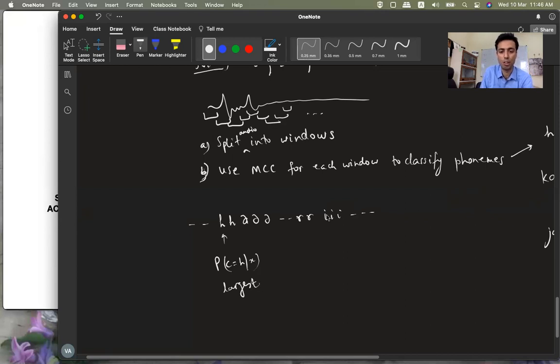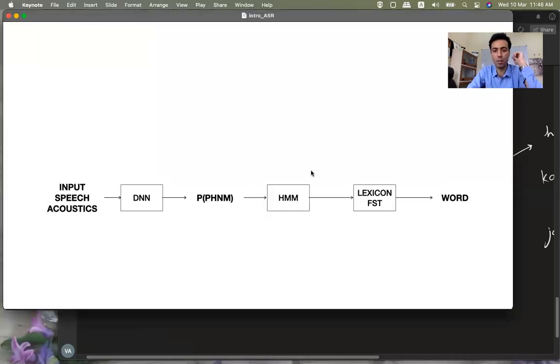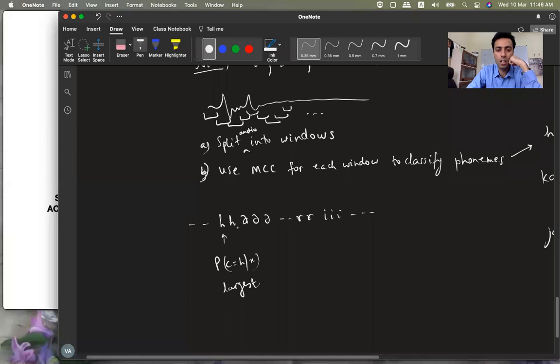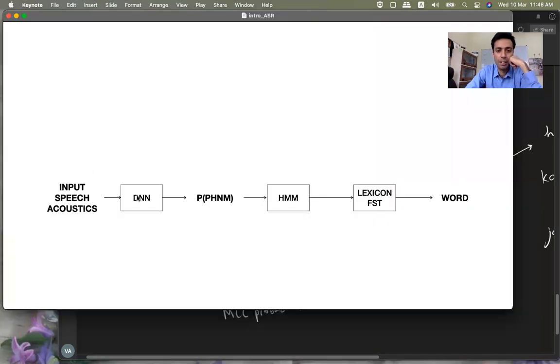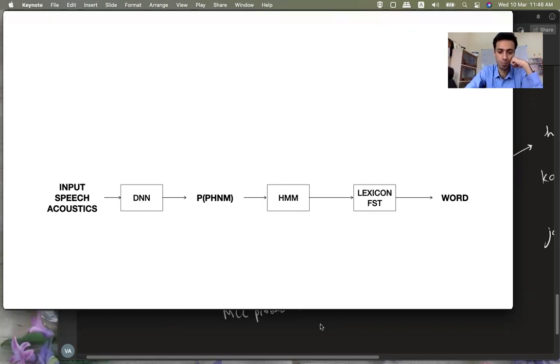Ultimately, you want to maximize the probability of the whole sequence, right? That is done using hidden Markov models. We will discuss this later. So basically, your DNN or GMM will just give you these probabilities, right? These are the multi-class classification probabilities. And now you have to stitch them to form words or sentences, etc. That is done by HMM. So HMMs will do the stitching part.